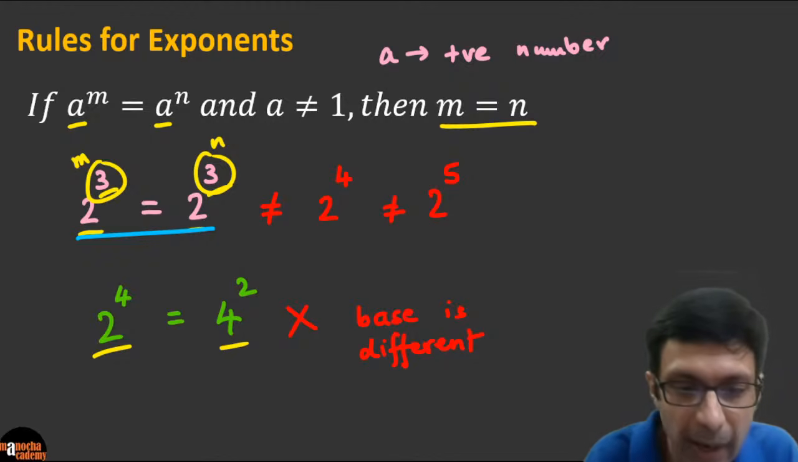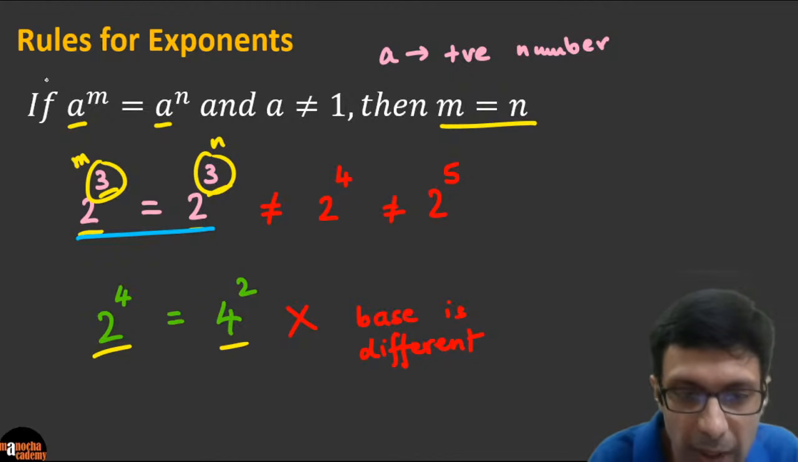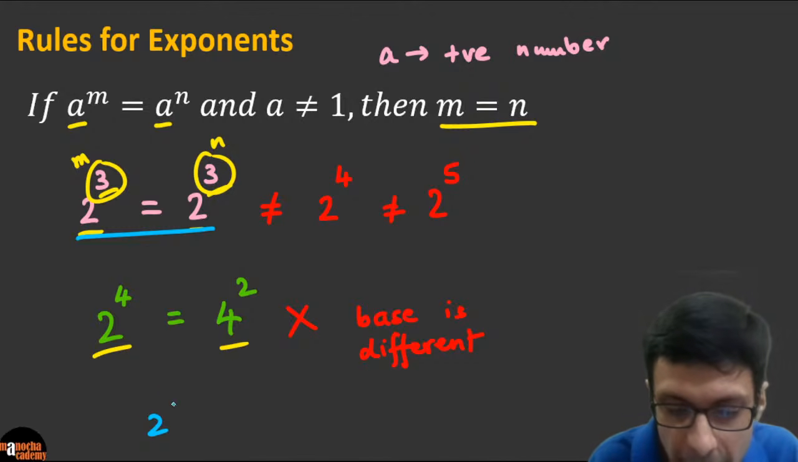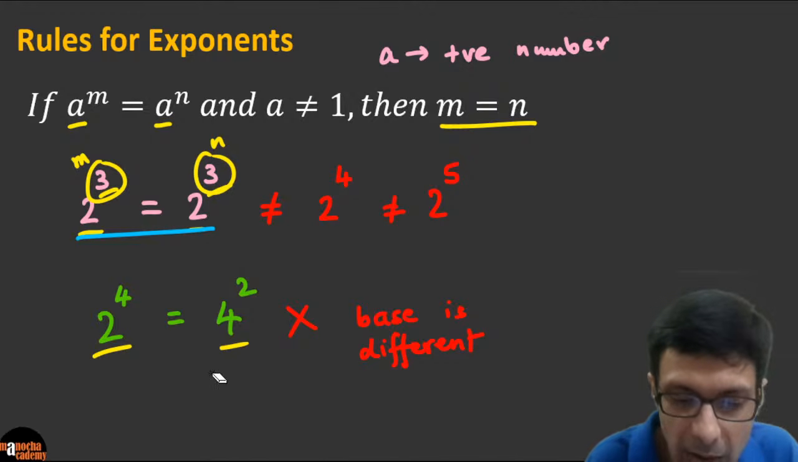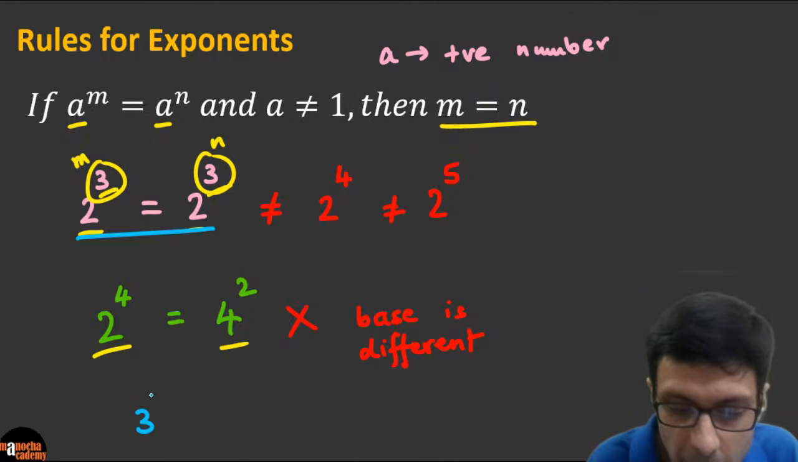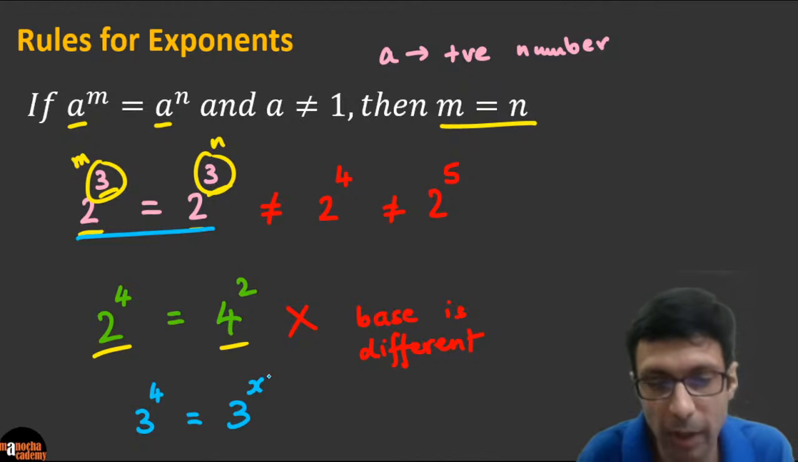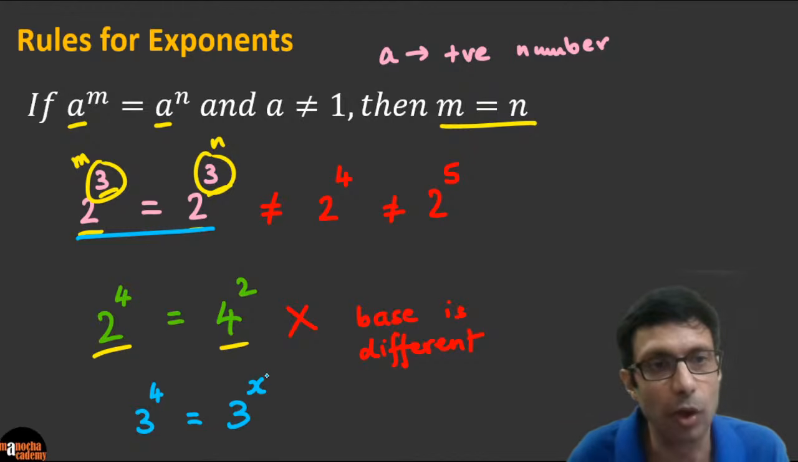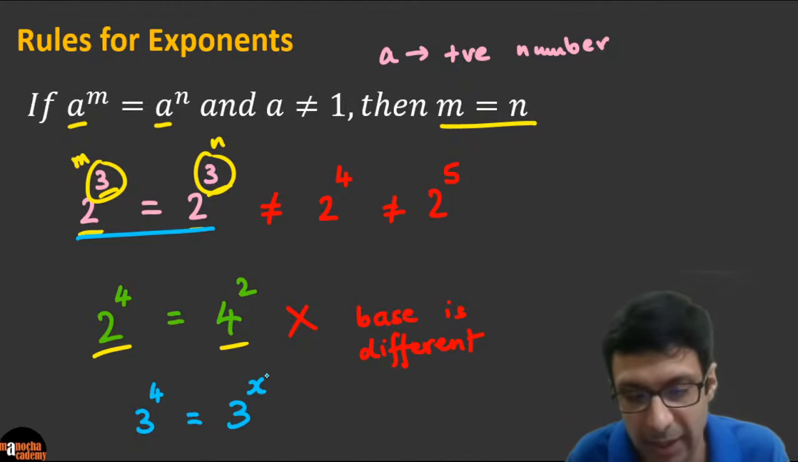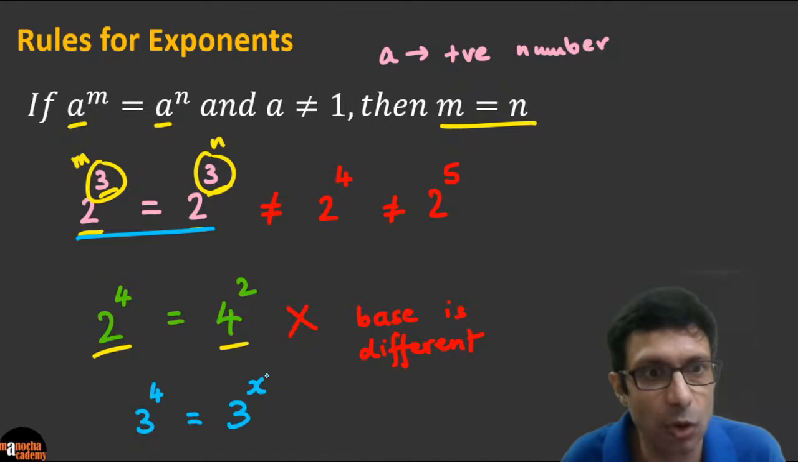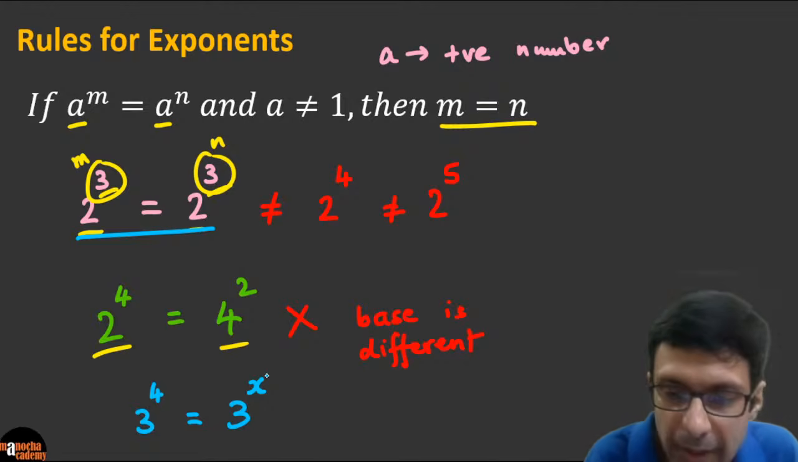If a to the power m, so here, if you guys are not clear, we can give another example. Let me take a different number, guys. Let's take 3 to the power 4 is equal to, let's say, 3 to the power x. So can you tell me what is x? If you have 3 to the power 4 is equal to 3 to the power x, then what is x going to be in this case? It's going to be 4 because we apply the simple rule.